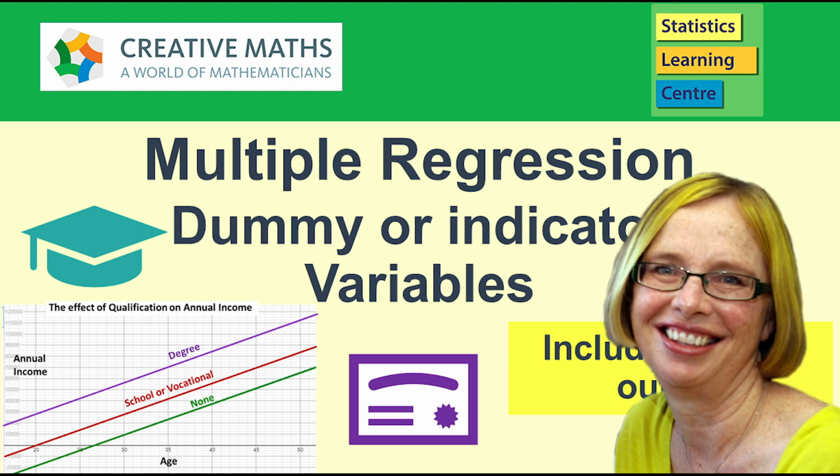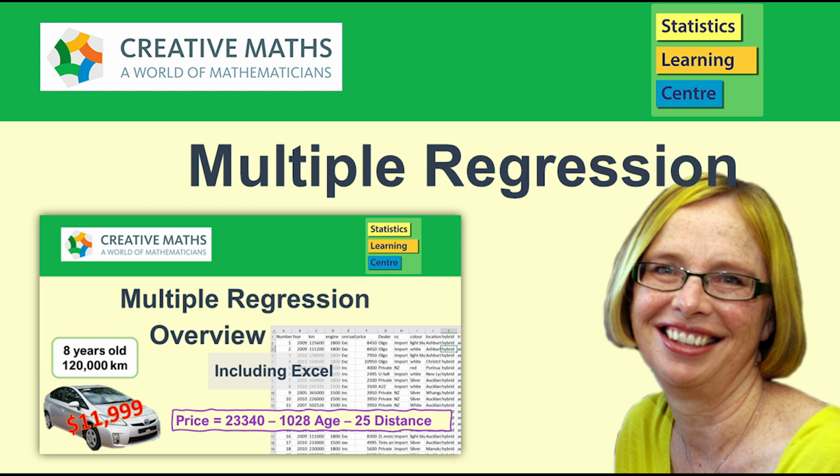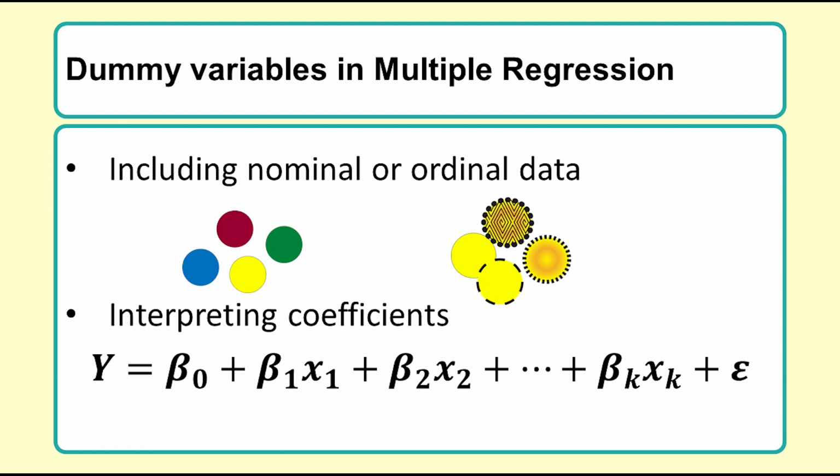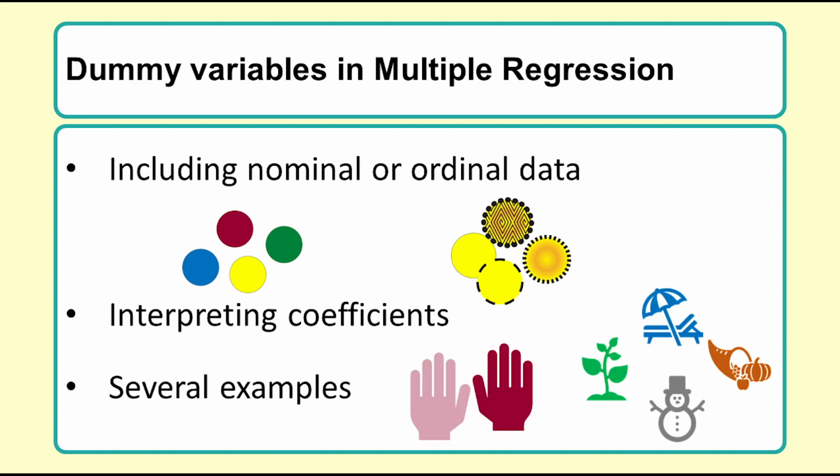Hi, I'm Dr. Nick, and in this video I'm going to explain about the use of dummy variables in multiple regression. This video follows on from multiple regression overview. This video is about how we can include nominal or ordinal data in a multiple regression and how to interpret the coefficients. I will give one extended example and then some other illustrations.